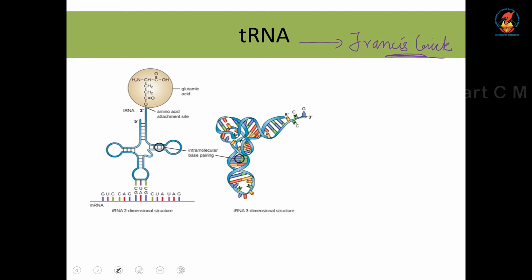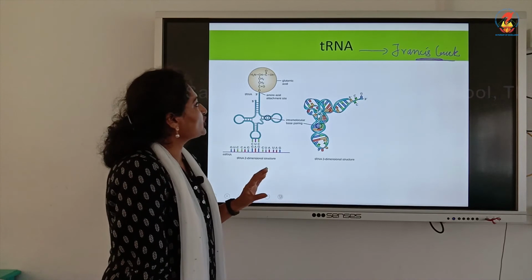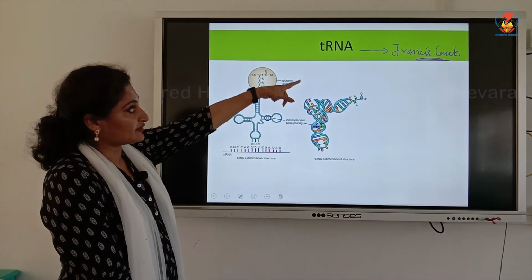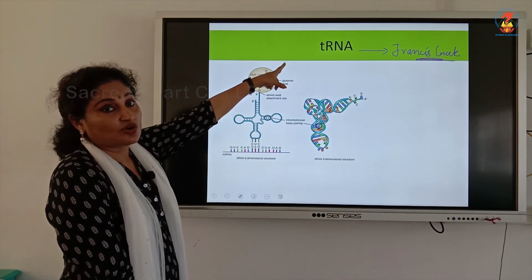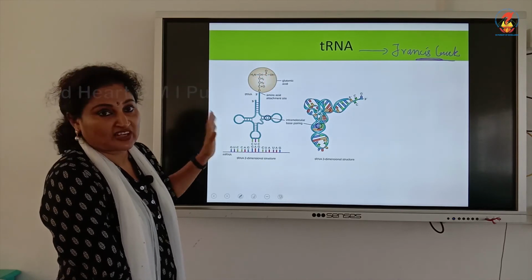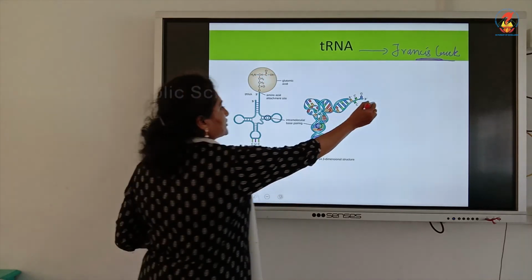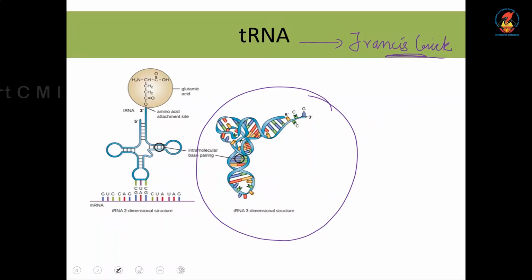This is the second time in this video we are coming across Francis Crick. First he proposed the central dogma in molecular biology, and the second time we are learning about him in the context of the structure of tRNA. This is the actual structure, an inverted L. So the tRNA has an inverted L.